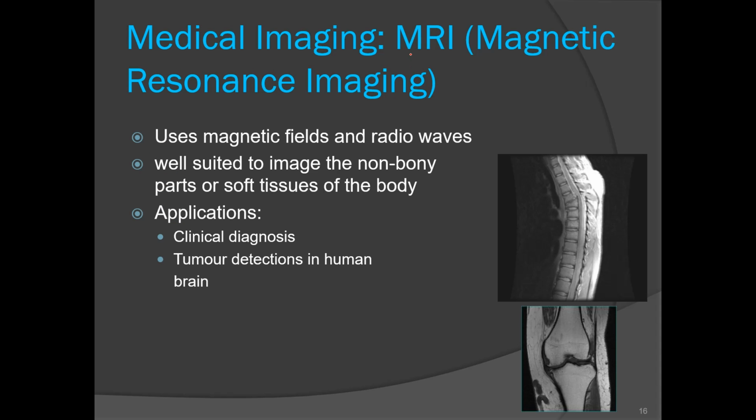Now let us talk about MRI, which stands for magnetic resonance imaging. Unlike X-ray imaging, here we use radio waves, and along with that we use a magnetic field to capture the image. So these are well suited to image the non-bony parts or soft tissues of the body. Okay, so here the applications are clinical diagnosis and tumor detection in the human brain, and these are a few sample images of MRI. This is the MRI image of a spine, and this is the MRI image of a knee.